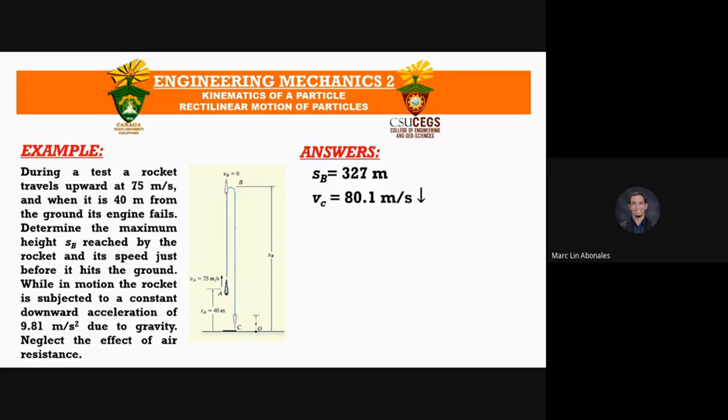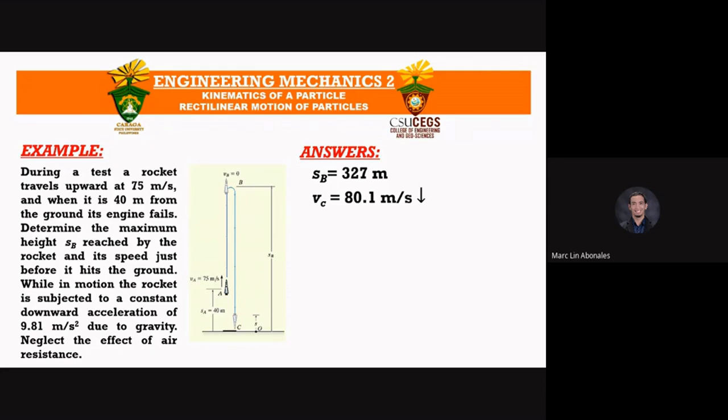So anyway, I would like to read this problem. During a test, a rocket travels upward at 75 meters per second, and when it is 40 meters from the ground, its engine fails. Imagine. Determine the maximum height, or SB, reached by the rocket and its speed just before it hits the ground.